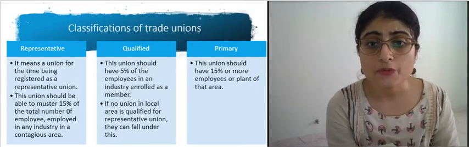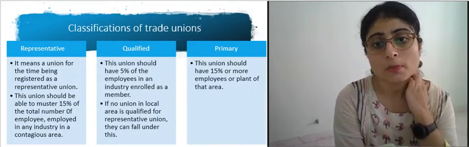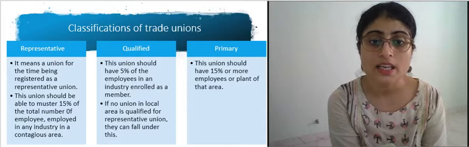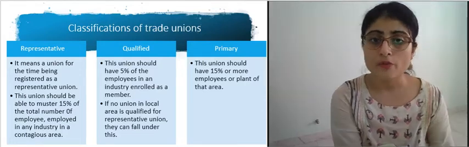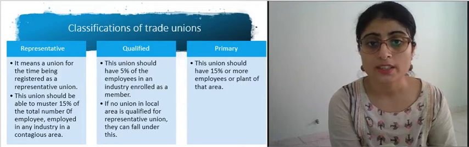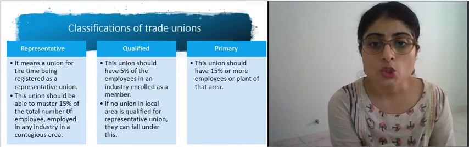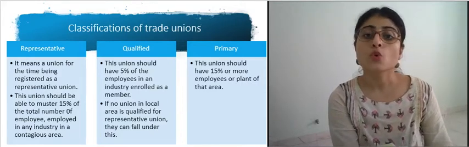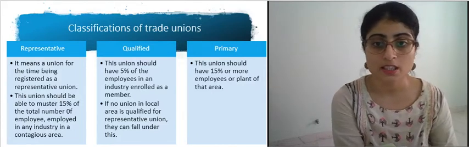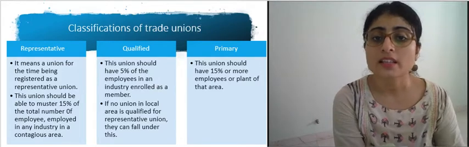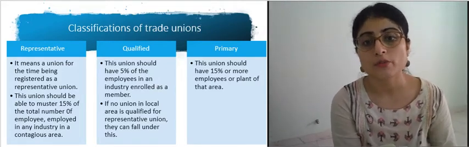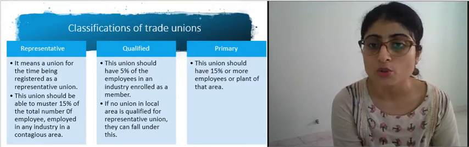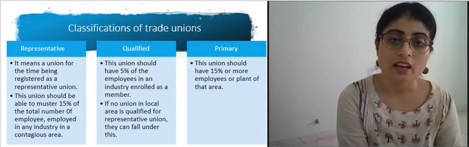Under the representative trade union, my friends, the union should be able to muster 15% of the total number of employees employed in any industry in a contingent area. Under the qualified trade unions classification, my friends, the union should have 5% of the employees in the industry enrolled as members. If no union in the local area is qualified for the representative union, they will fall under the classification of the qualified trade unions. Now, when we are talking about the primary trade union, this union should have 15% or more employees or plant of that area of the industry.